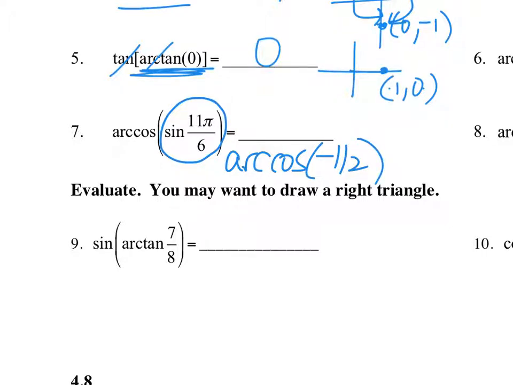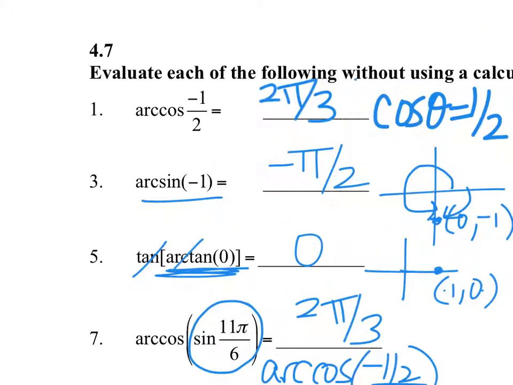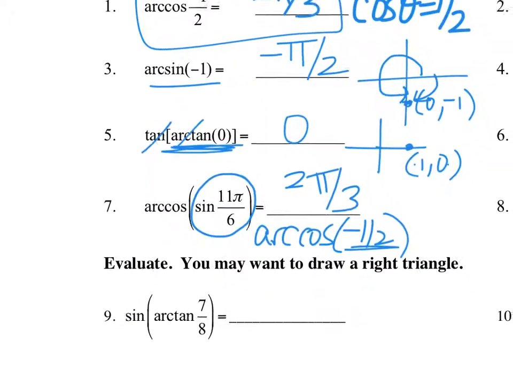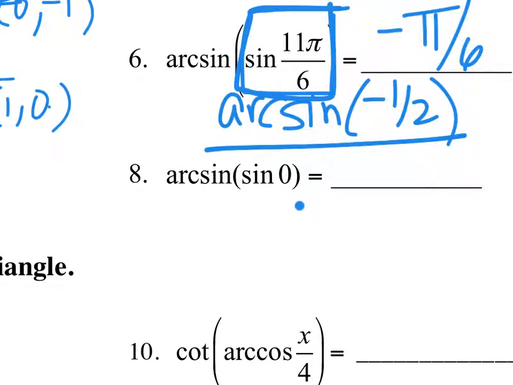Now, where is cosine of what angle gives me positive 1/2? That would be at pi over 3, but this is negative, so I need to be in quadrant 2, 2 pi over 3. And we've already seen the arc cosine of negative 1/2. It's right here. We already got that answer. There it is.